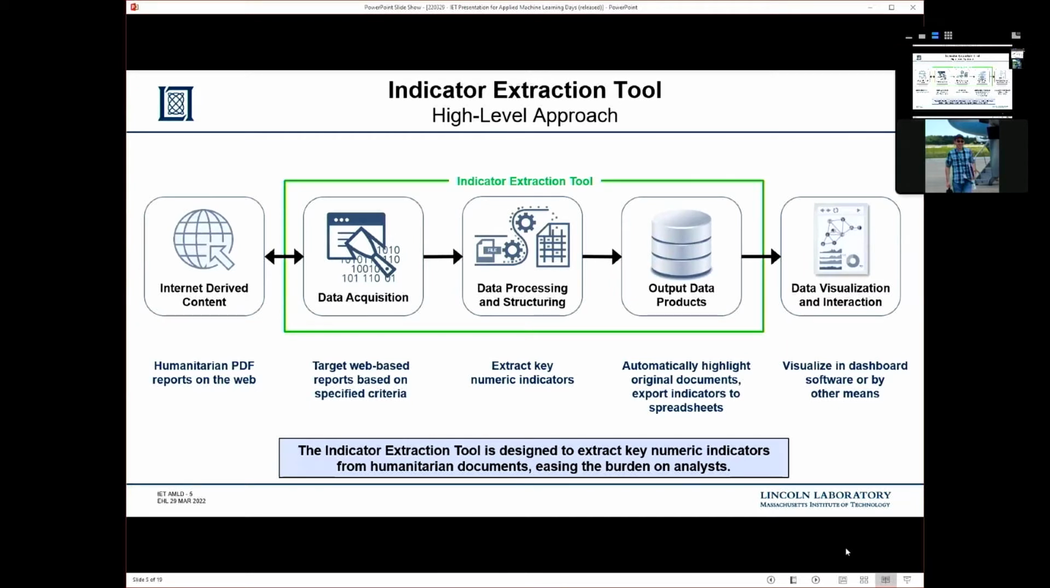This is the high-level schematic of how the tool works. Based on search criteria that the user specifies, the tool scans ReliefWeb for documents of interest. It then processes those documents to extract the key numeric indicators, and then it either puts those indicators in a spreadsheet or highlights them in the source document. And after that point, the indicators can be visualized in any way that the analyst might want using other kinds of software.